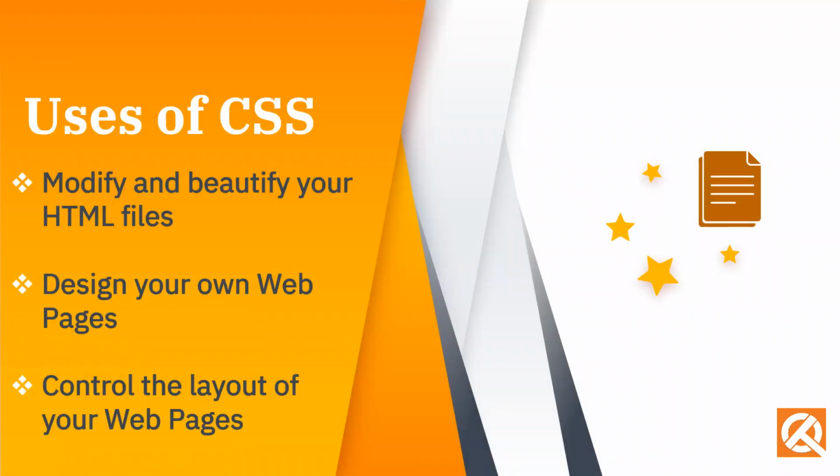Now, talking about the uses of CSS. Why do we use it? There are many uses of CSS, and we are going to use it in many different ways throughout this course, but here I have listed just a few of them. The first one is that it helps us modify and beautify your HTML files. Modifying and beautifying means that you can change an HTML tag in any way you want. You can increase or decrease the size of those tags, images, headings, paragraphs, and videos, anything.